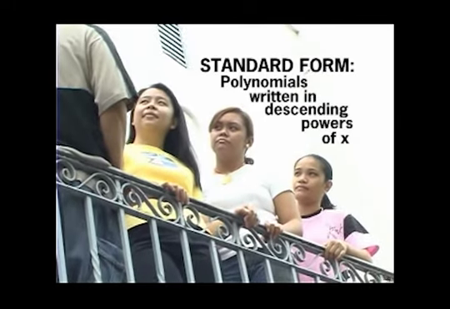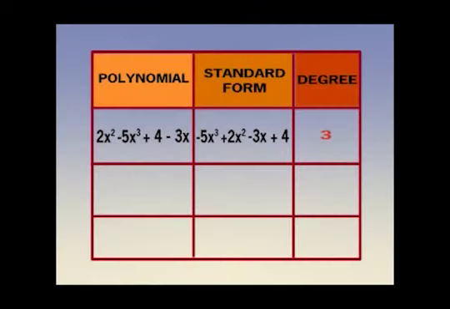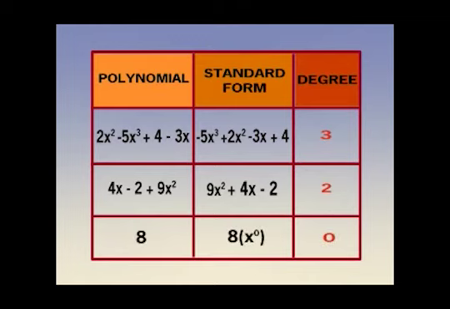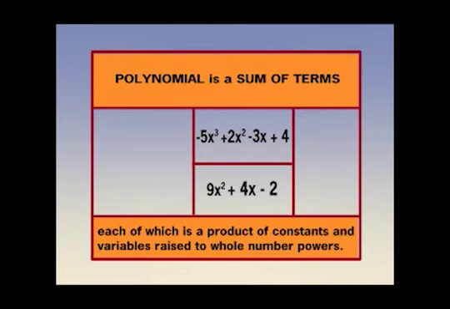To be in standard form, the polynomial should be written with descending powers of x. This way, the degree of the polynomial is easily seen. Examples. The coefficient of the term with the highest degree is called the leading coefficient. So we can simplify the definition of a polynomial as a sum of terms, each of which is a product of constants and variables raised to whole number powers.